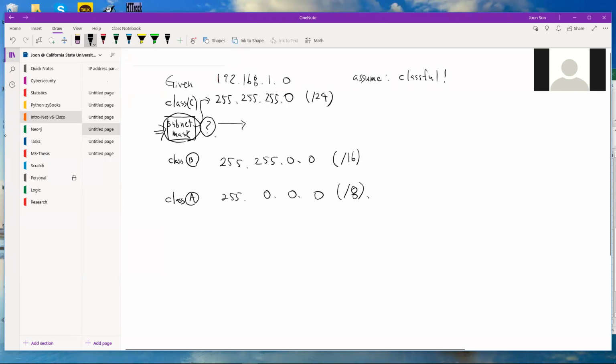So basically, without the subnet mask, when you look at the IP address, if I don't give you the subnet mask information, if there's no subnet mask information, I don't know where to draw the line, right?